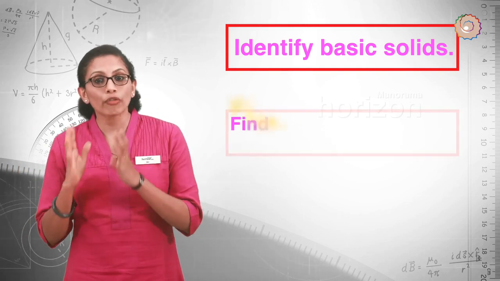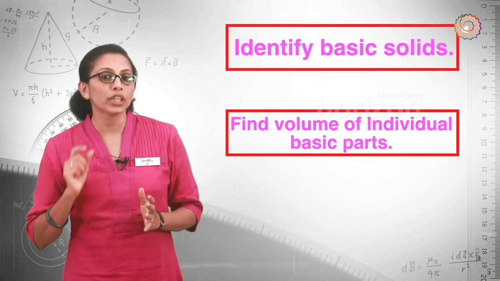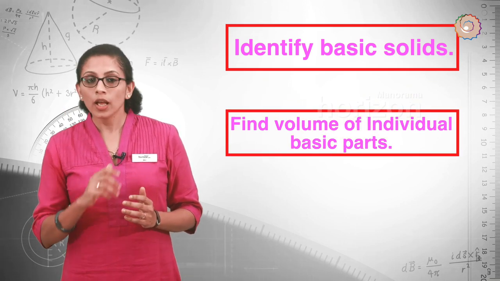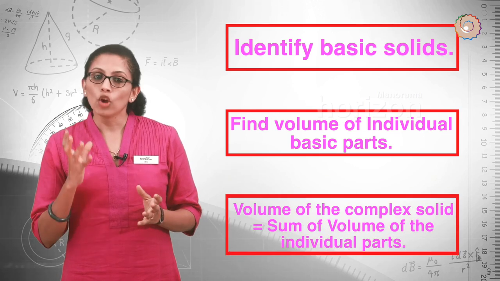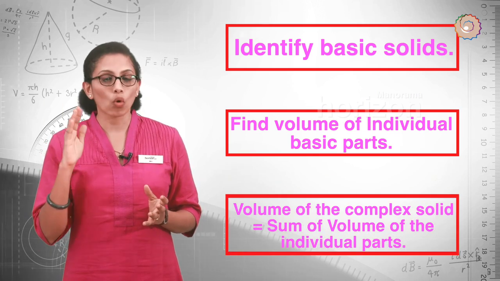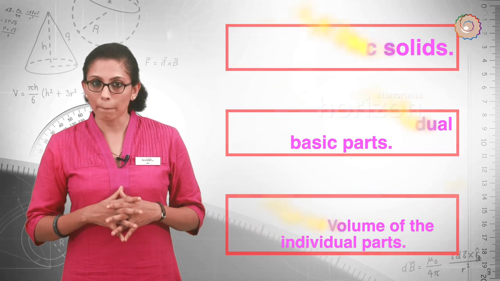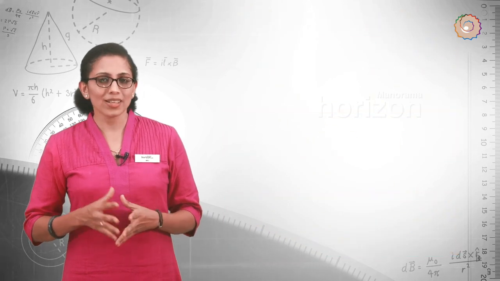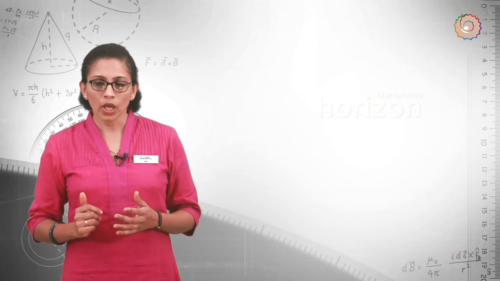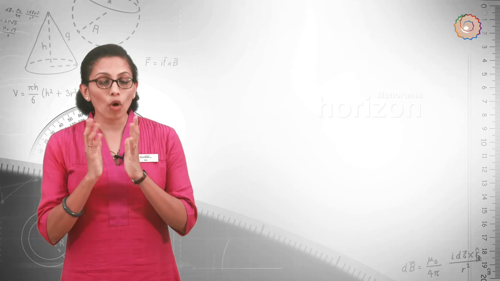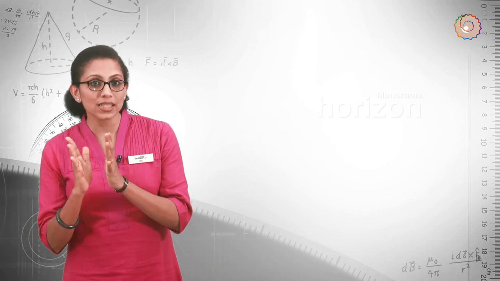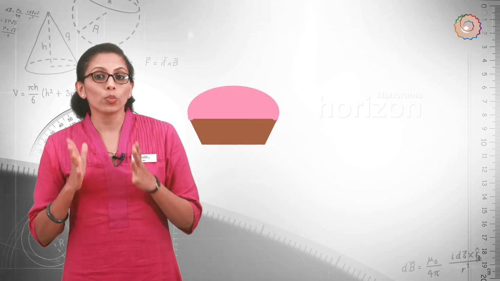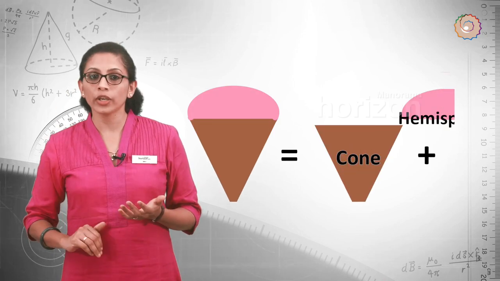Next, we need to find the volume of each of the individual basic parts. And in the final step, we need to find the volume of the complex solid, which is the sum of the volumes of the individual basic parts. You can observe many examples around you. In an ice cream cone, you can see a combination of basic solids. If we closely observe, we can understand the ice cream cone is a combination of a cone and a hemisphere.